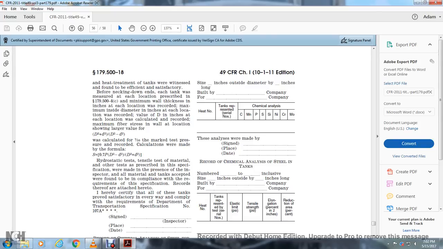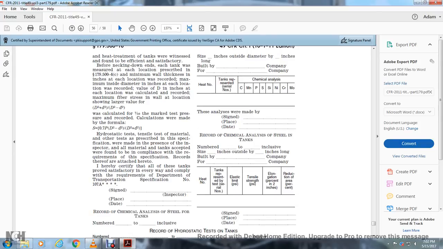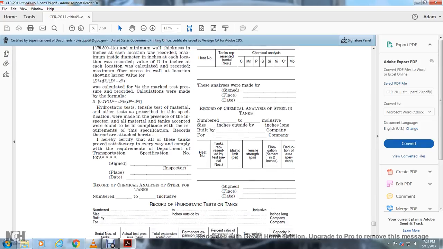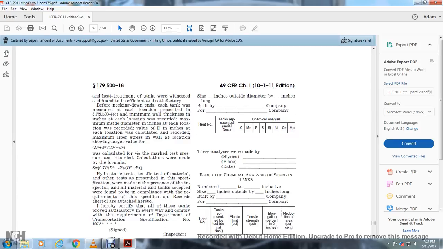Hydrostatic testing, material, and the other tests prescribed in the specification were manufactured and made in the presence and inspection of all material testings, and were accepted and found in compliance with the requirements of the specification. I hereby certify that all the tanks are satisfactory in every way with the requirements of this transportation specification. Signed, place, date. Record of chemical analysis, steel tanks number two, inclusive. Size and inches outside diameter and length, built by company for company. Heat number, transportation represented in serial numbers, carbon, manganese, phosphorus, sulfur, silicon, nickel, chromium, molybdenum.